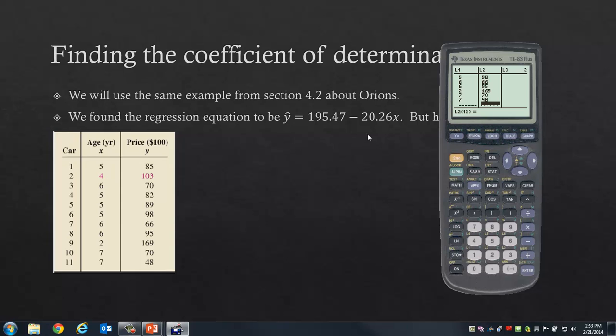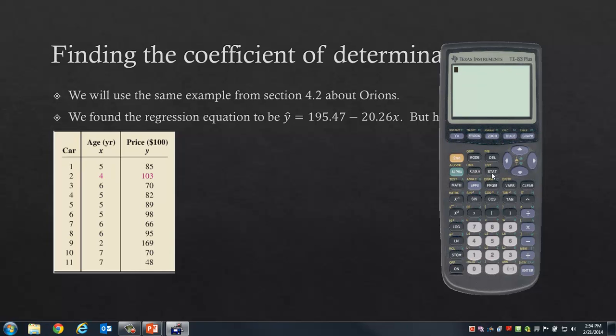Now, how do we find this regression equation that I have up here? Well, if you remember, first of all, go to Second, Catalog, and then mash the D button right here. It's the X to the negative first button. And scroll down till you see Diagnostic On. Mash Enter. And enter again. It's going to say Done. That means our diagnostic is on.